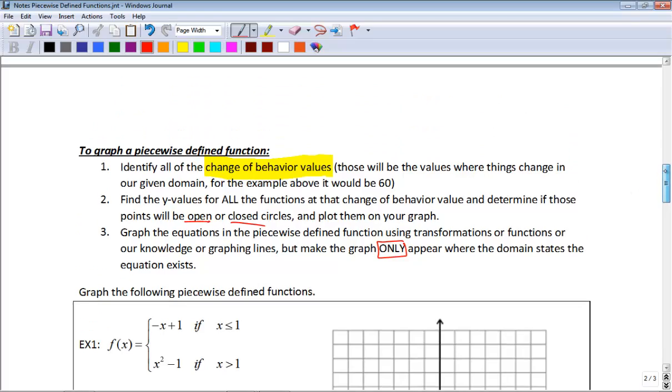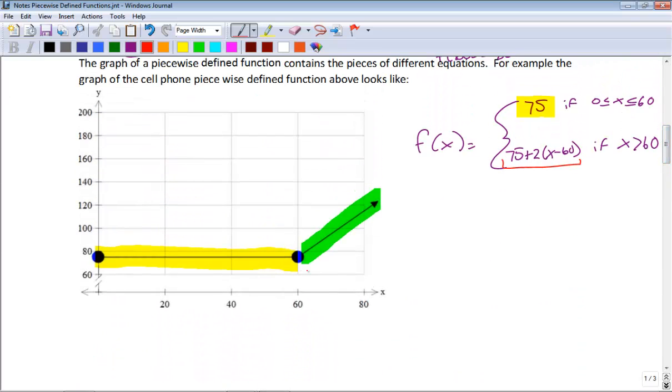Just like what we looked at over here, remember I said I can't extend this line over here past 60, because the equation f of x is equal to 75, that horizontal line, only existed between 0 and 60. Past 60, I had to use this equation. And again, I can't extend this line this way because this only exists where x is bigger than 60. So we had to make sure that we graph these only where they exist.